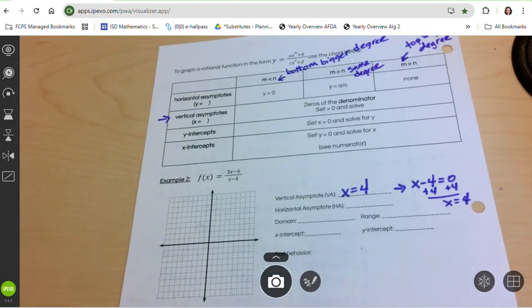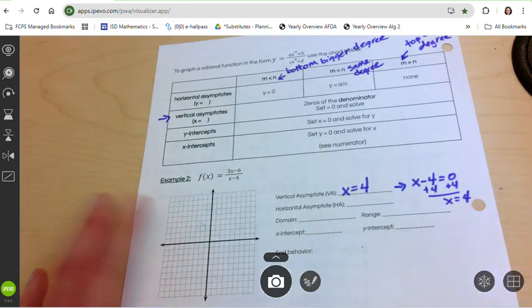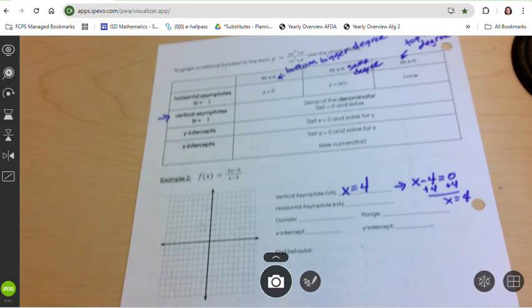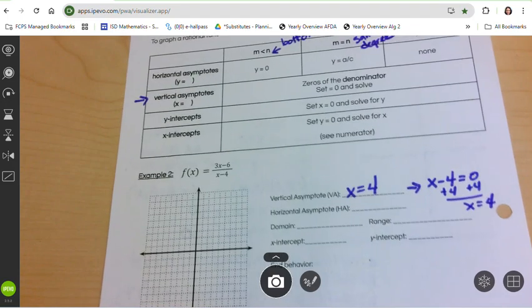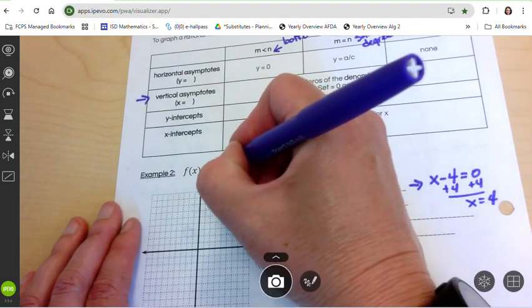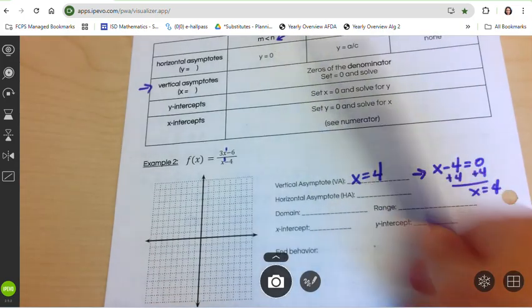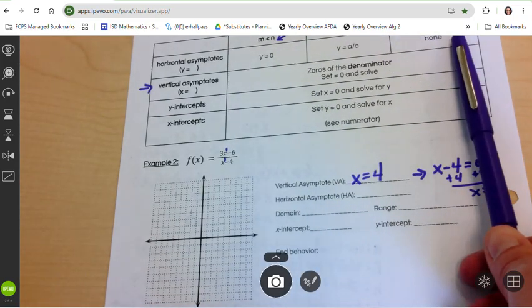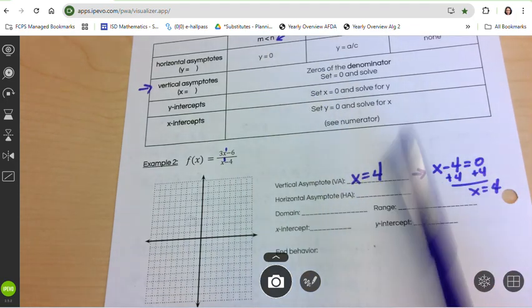Okay, so we're going to look at our example here. In our example, the degree is the largest exponent. If your x's don't have an exponent, then what number is that? 1. It's x to the 1. So I have 3x to the 1 over 1x to the 1. Is the bottom bigger? Is it same degree? Or is the top bigger? Same, yeah. They're the same degree.